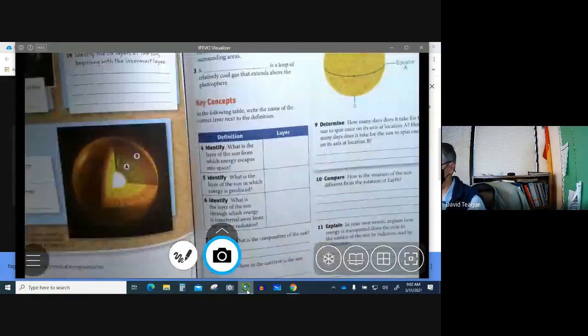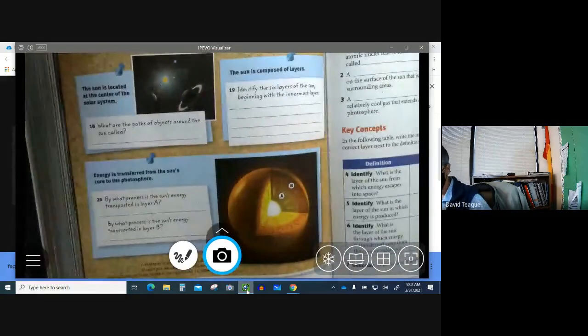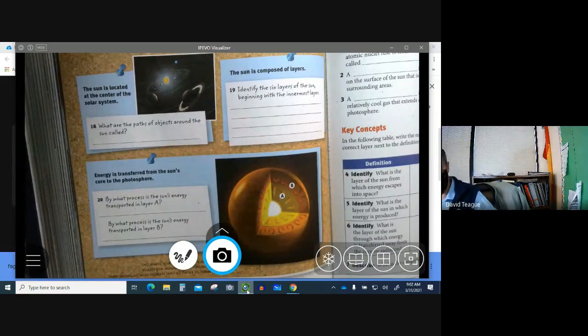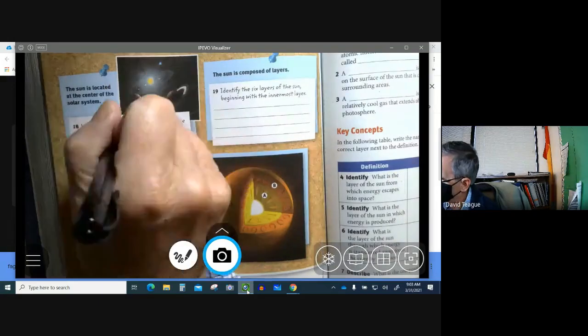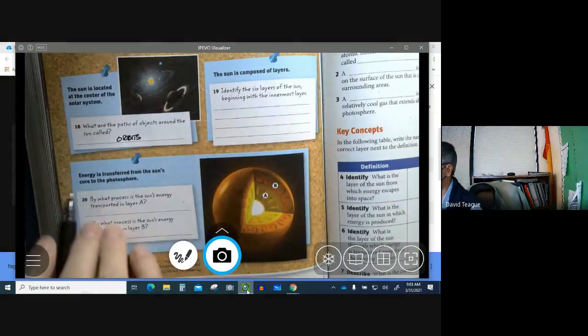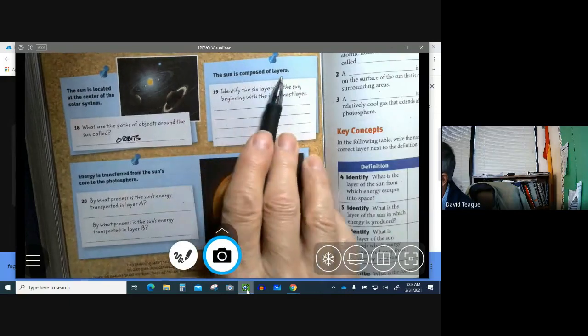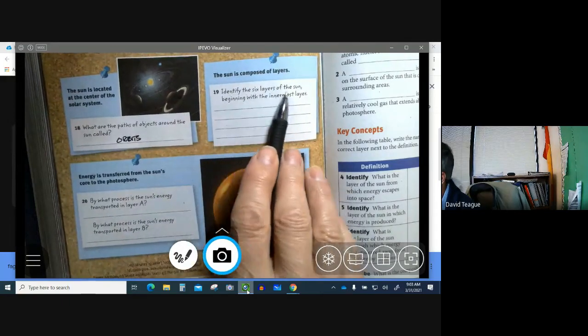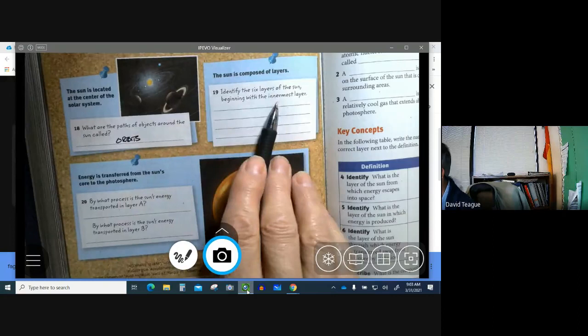Okay. Turn the page. 494. Visual summary. Number 18. The sun is located at the center of the solar system. What are the paths of the objects around the sun called? Orbits. 19. The sun is composed of layers. Identify the 6 layers of the sun beginning with the innermost layer.